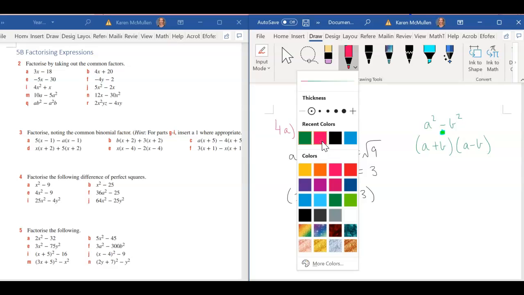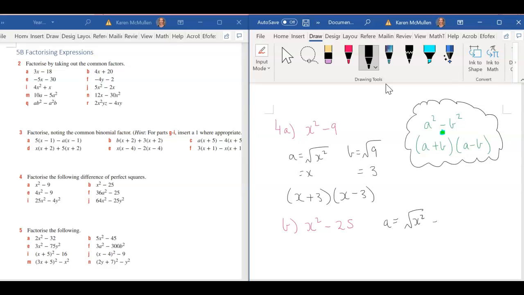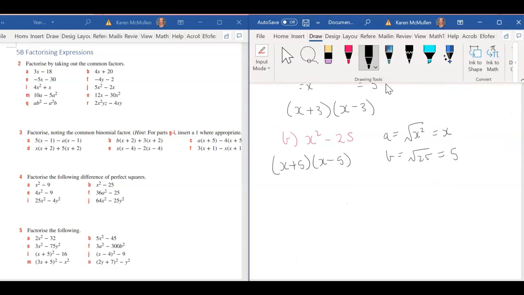Let's do another one of them. Let's do b. x squared minus 25. Again, identifying what a and b are and using this rule. a is just the square root of your first term, which ends up being x. And b is the square root of the second term, which is 5. So it factorizes to (x plus 5)(x minus 5). You can always check it by expanding as well.